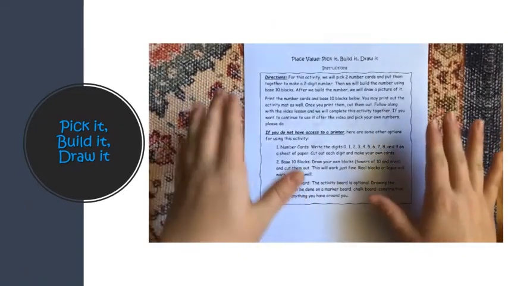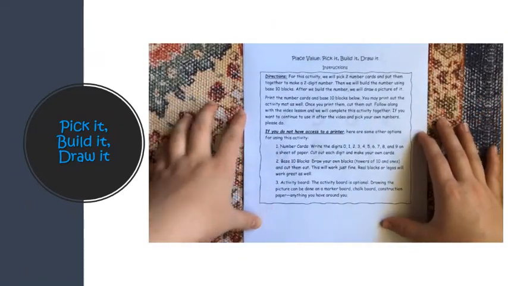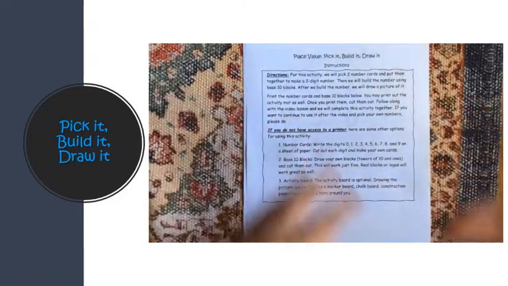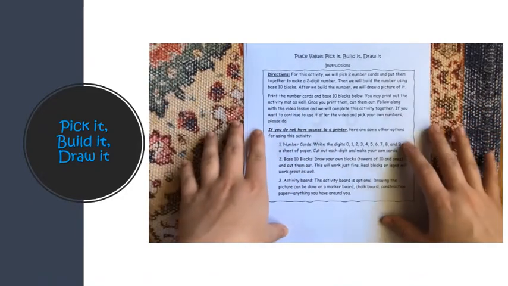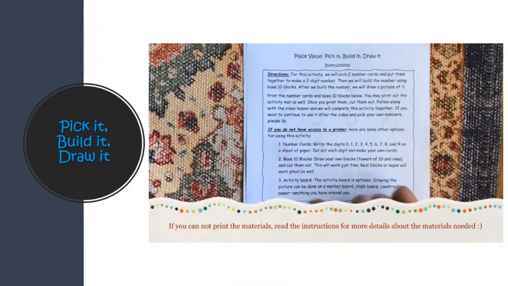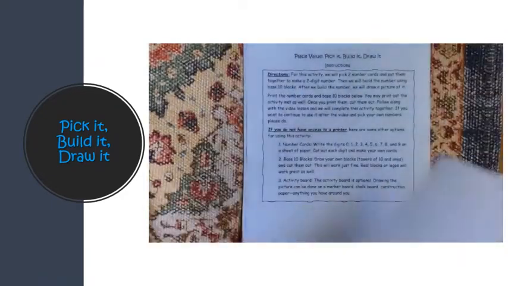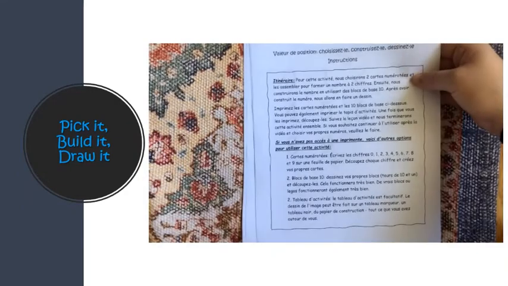Friends, this is our super duper fun part of this place value lesson, because now we get to use our hands and we get to build numbers using our base 10 blocks. For this part, we have this printable in English. It has the instructions and the materials. We have it in Spanish, and we have it in French.